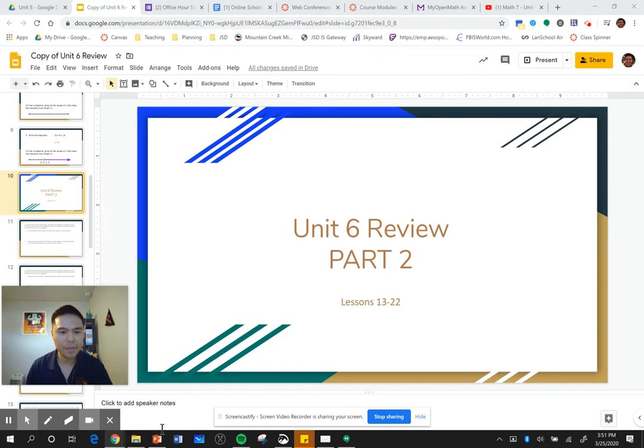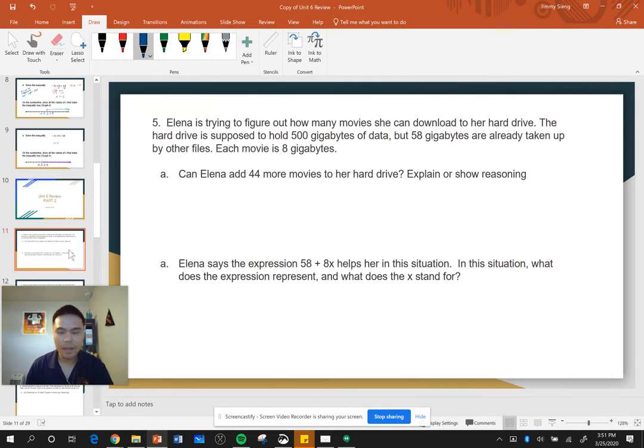All right, this is part two. Let's get going. With part two, we have here Elena, number 5. Elena is trying to figure out how many movies she can download to her hard drive. The hard drive is supposed to hold 500 gigabytes, but 58 gigabytes are already taken up by other files. Each movie is 8 gigabytes.